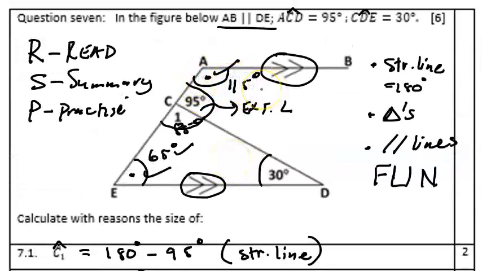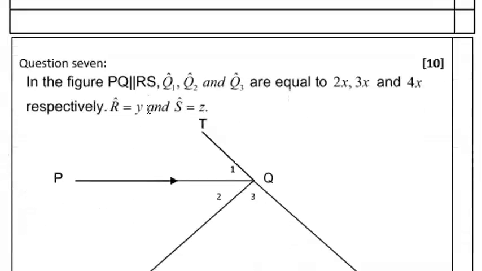Now remember, the key thing for you to remember and to do is to make sure that you update your diagram, that you interact with your diagram if you are going to be good in Euclidean geometry. Once again, read, summarize, practice before you look at any question. Let's look at the next question.